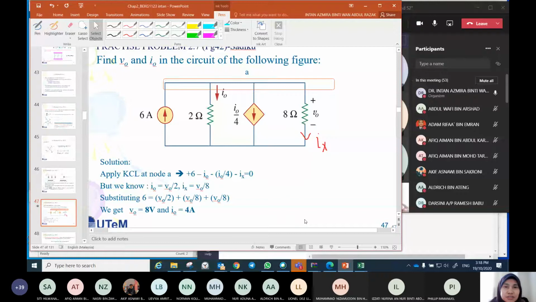Okay, so we start with Ohm's law and then Kirchoff's law, followed by series parallel circuit, voltage divider, current divider, and then nodal analysis. Okay.